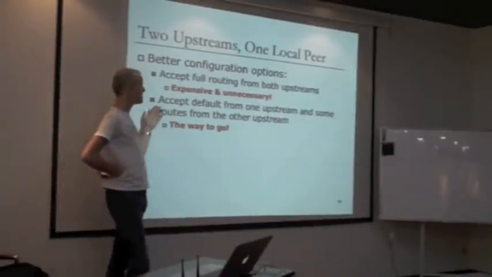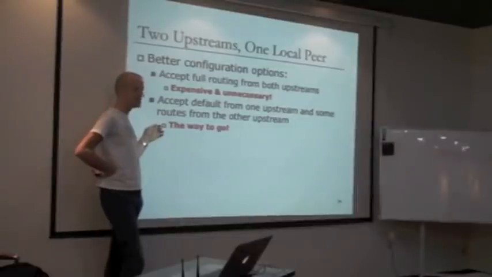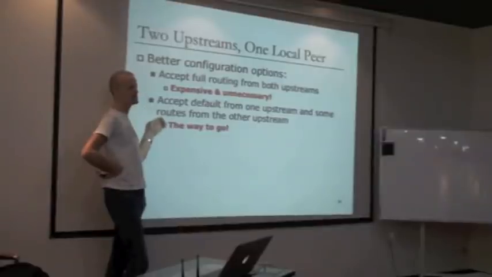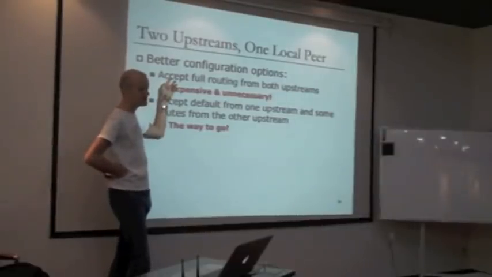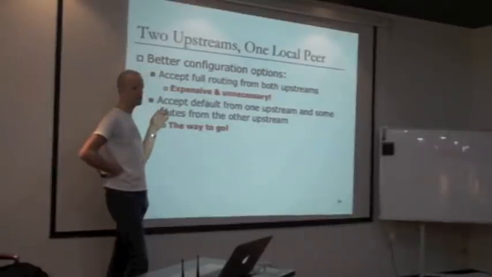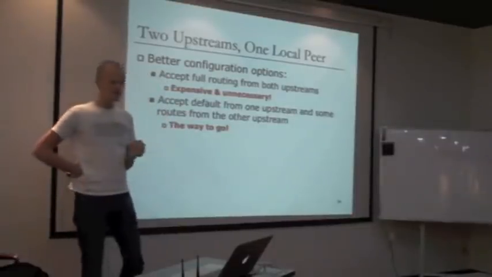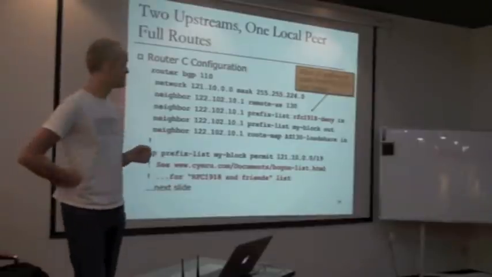Accept the default for one upstream and some routes from the other. This is much, much cheaper and has exactly the same end result. Right, so I'll show you how to do this, and then I'll show you how to do that. So the first example is using full routes.